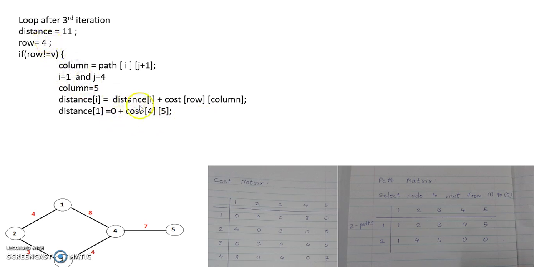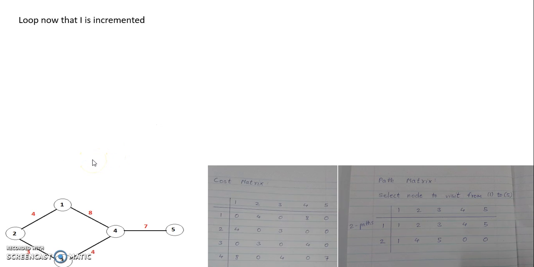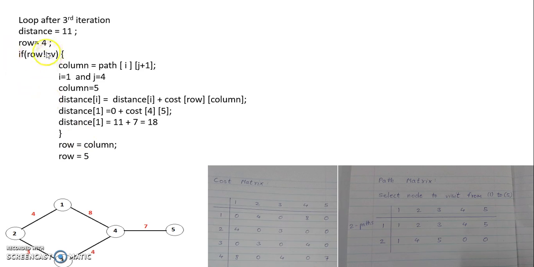Value of row is 4 and column is 5. So cost of 4 and 5 is 7. So distance equal to 11 plus 7, which is 18. So value of row will be assigned 5. This will terminate the loop because in the last condition, as we can see, when the value of row will be equal to 5, this if statement won't run and directly the control will come out of the inner loop.